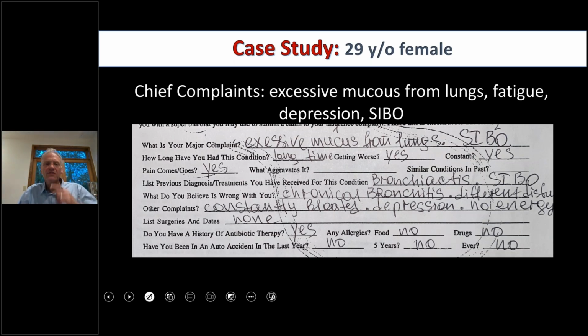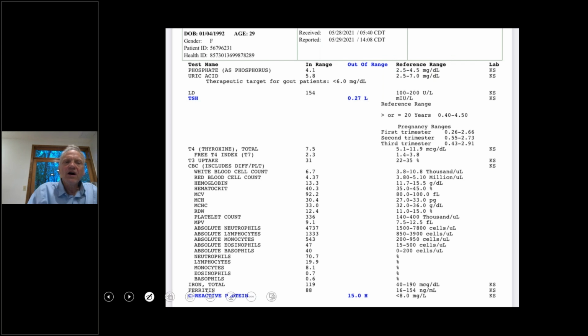All right, so here's a chief complaint: excessive mucus from the lungs, fatigue, depression, SIBO. So let's just look at it. She's not on any thyroid medication. Look at that TSH. That fits a pattern, right?